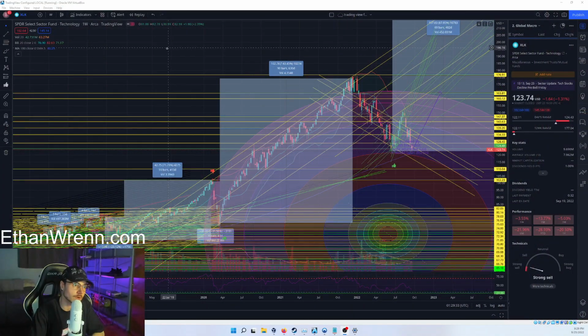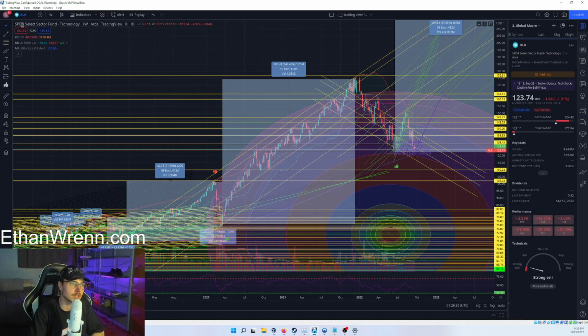Okay. So, this next symbol we're going to be looking at, this is the XLK. What is the XLK? This is the SPDR Select Sector Fund Technology. We've been looking at a lot of indexes today. This is a good thing, right?